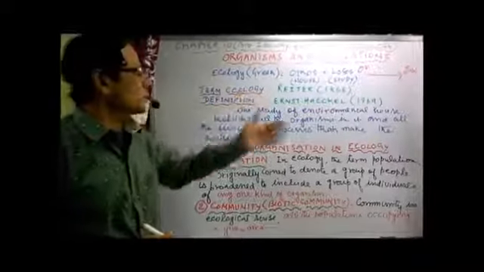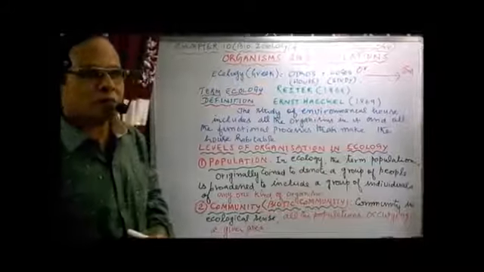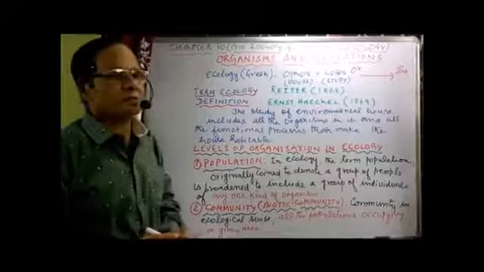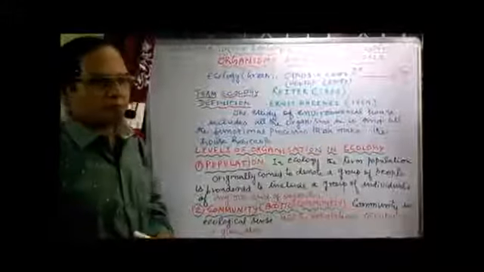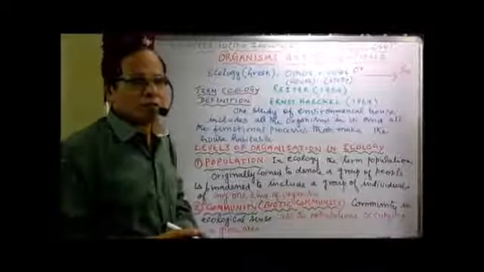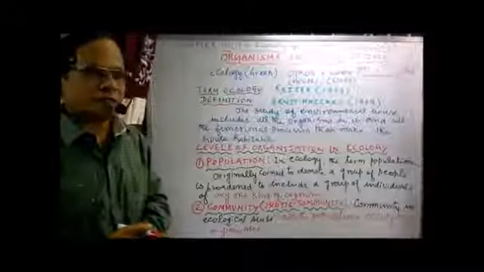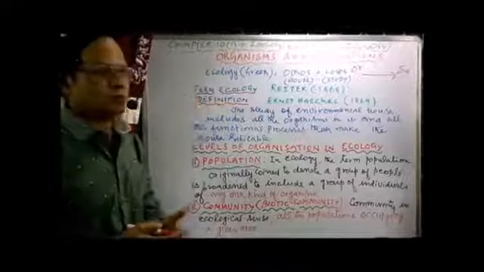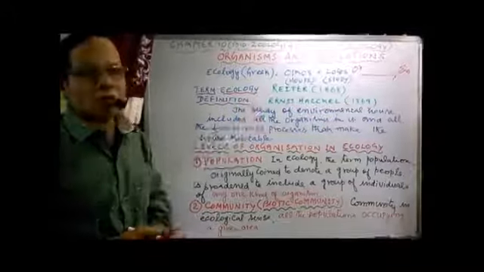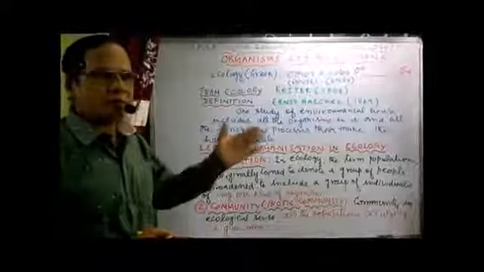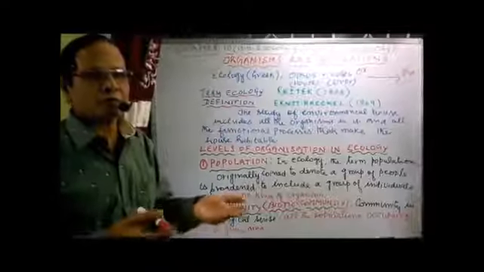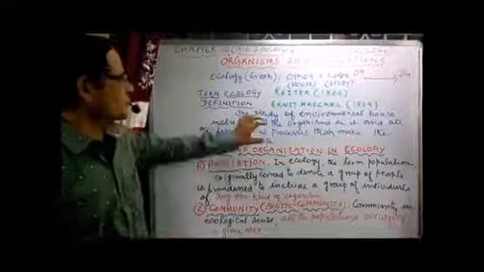So the term ecology was given by Reiter in 1868, but the definition of ecology was given by Ernst Haeckel in 1869. Simply, the study of interactions between the organisms and the environment is called ecology, now called environmental science. Now we have the definition: the study of environmental house, that is a living place, which includes all the organisms in it and all the functional processes that make the house habitable. Making the house habitable means making the house suitable for living. This is the definition as per the above.